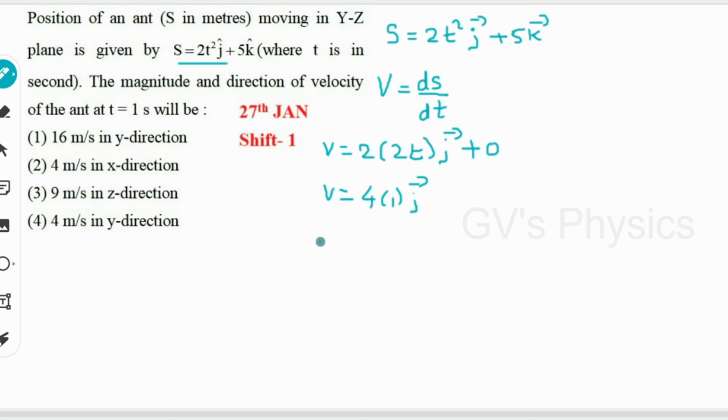So you'll get the answer as v is equal to 4 meter per second, and j vector represents that the ant is moving in the positive y axis, that is the positive y direction. So we'll check the options. Option 4 is the right answer.